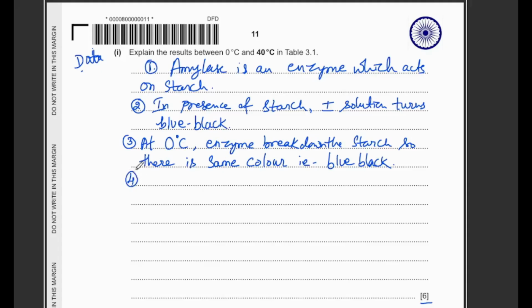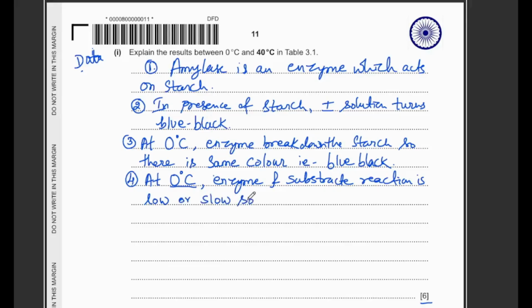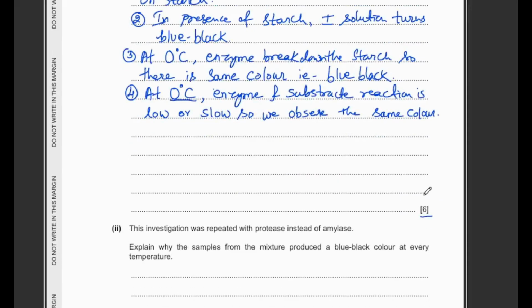Okay, so one more here we'll do. At 0 degrees Celsius, with this enzyme activity, we can say the enzyme and substrate reaction is low or slow. So we observe the same color. So we got 4 points under this one.